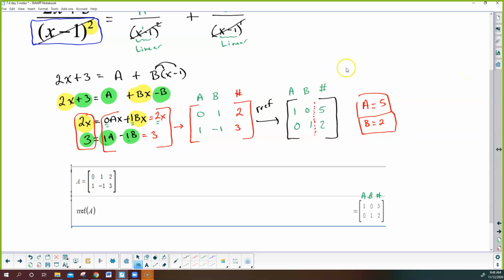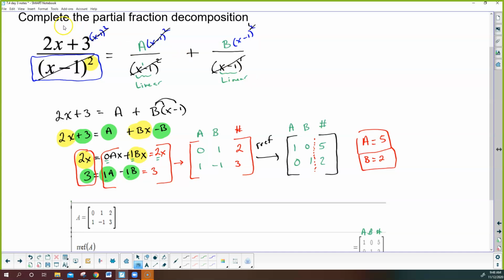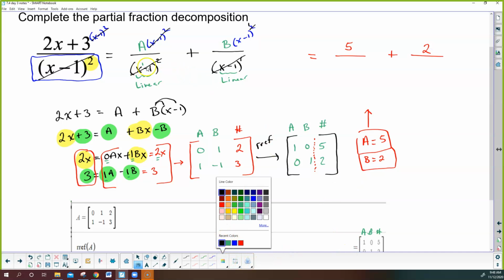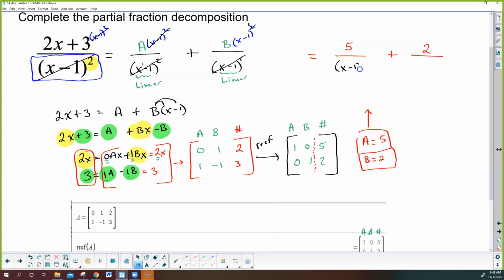Now we got to be careful, right? If, let's say this was a homework problem and I stop right here, I'm not done. I found out what A and B are, but I didn't break this down into the partial fractions. So that's where you take your final answer. We know what A is. We know what B is. And they're going to go over the original denominators that we used to set up the problem.